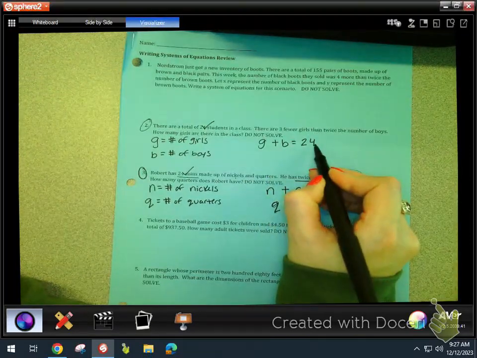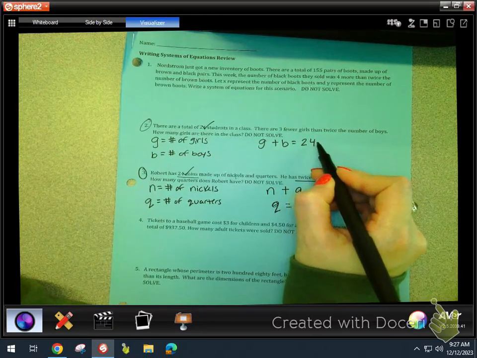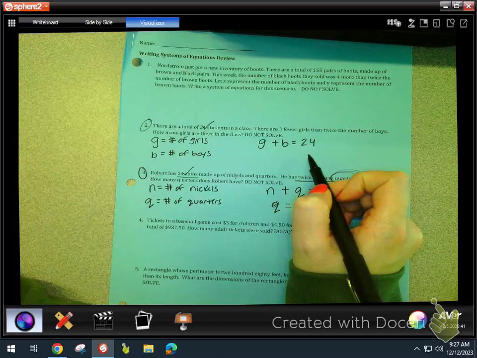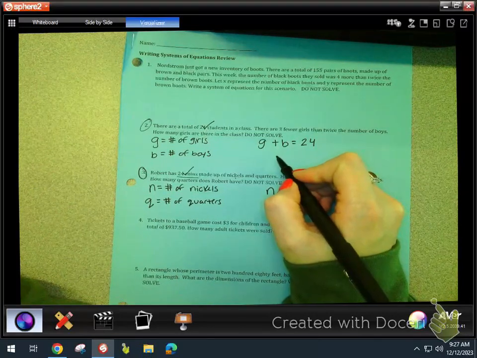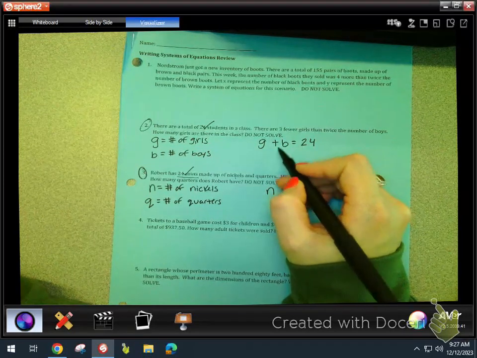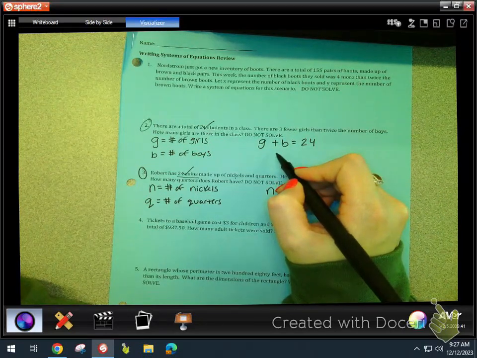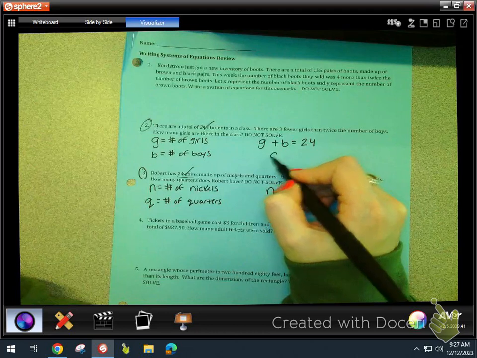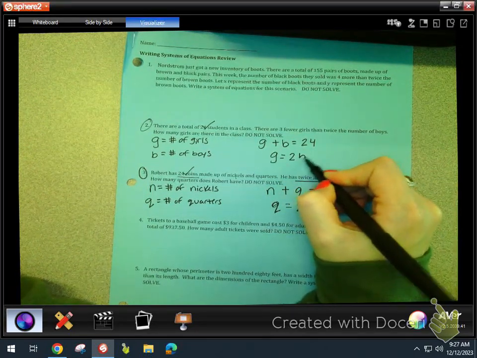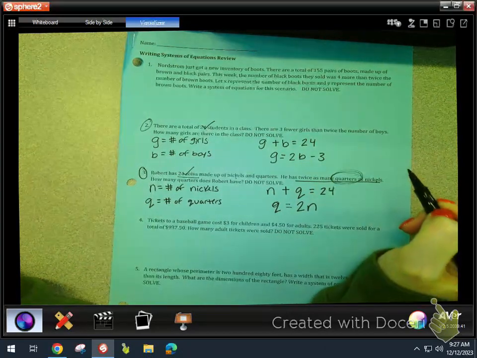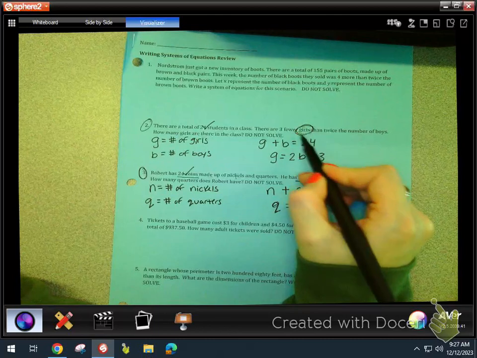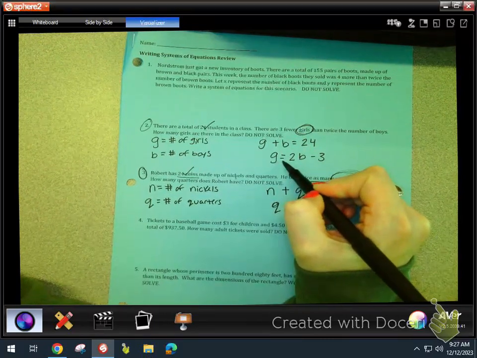Students, students, students. It says you have to find 3 fewer girls and twice the number of boys. I did G equals 2B minus 3. Perfect. How'd you do that? Who are you talking about? There are 3 fewer. What comes first? Girls. So girls is what's going to be by itself.